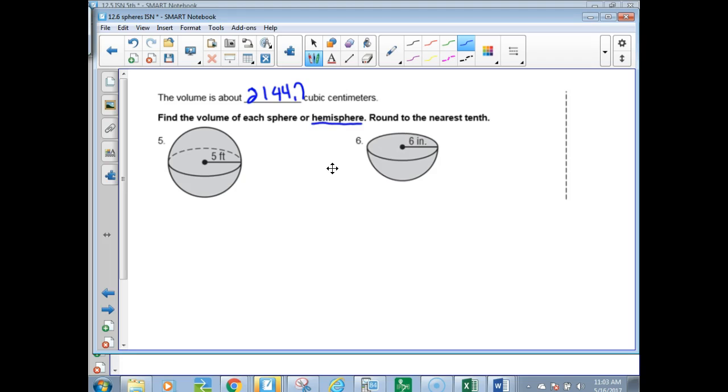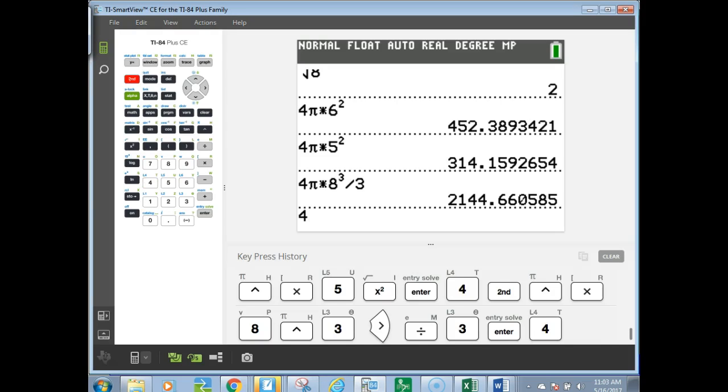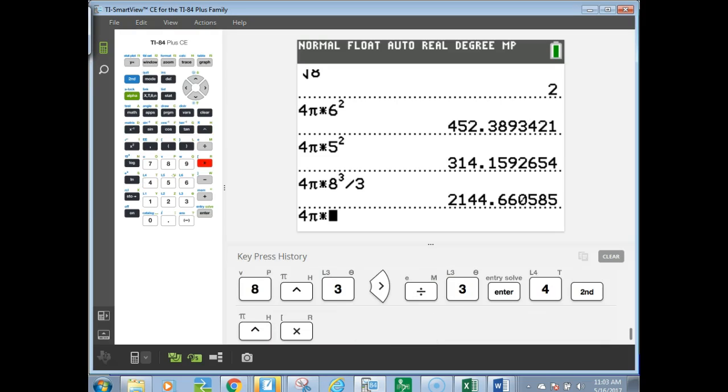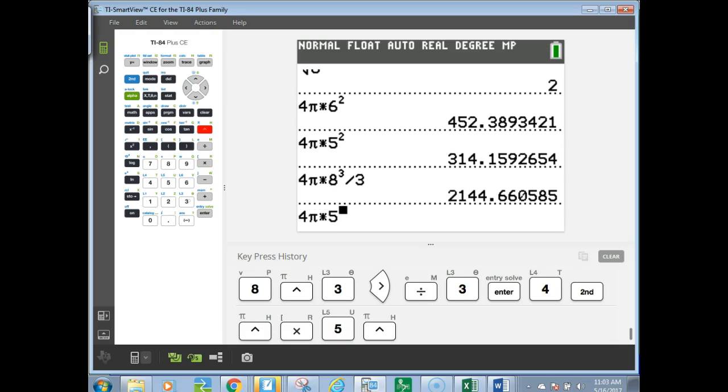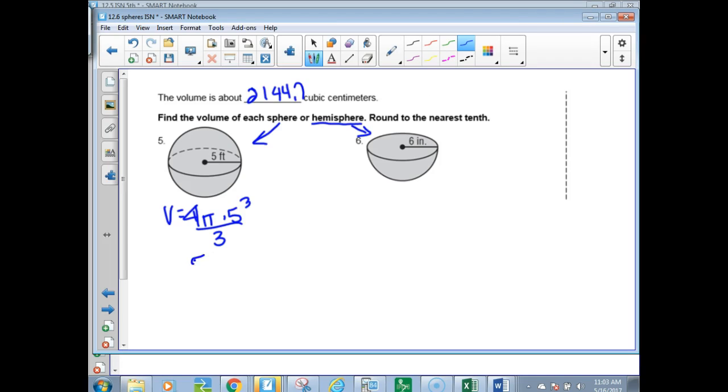A hemisphere is half of a sphere. That's a hemisphere. This one's a sphere. So this volume would be 4 pi times 5 to the third divided by 3. 523.6 cubic feet.